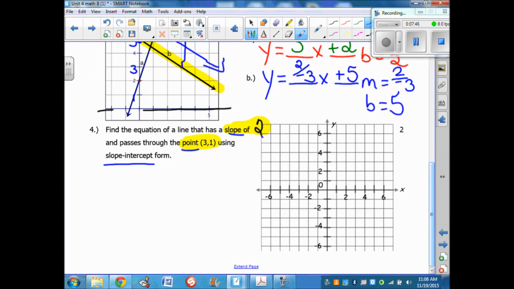So what is our slope intercept form? y equals mx plus b. But do I have my y-intercept? I don't. But I have a point (3, 1), and I've got the slope. So let's plot that point (3, 1). Remember, we go right first because it's positive 3, and up 1. And then my slope is 2. Can I make that a fraction? I can. So now let's do our rise over run. I can go up 2 and right 1.